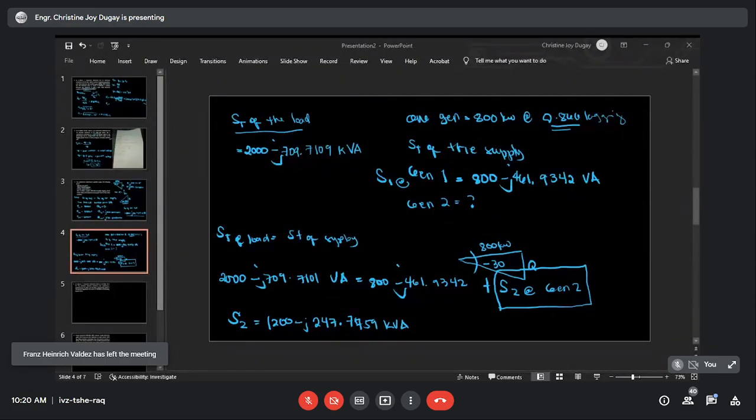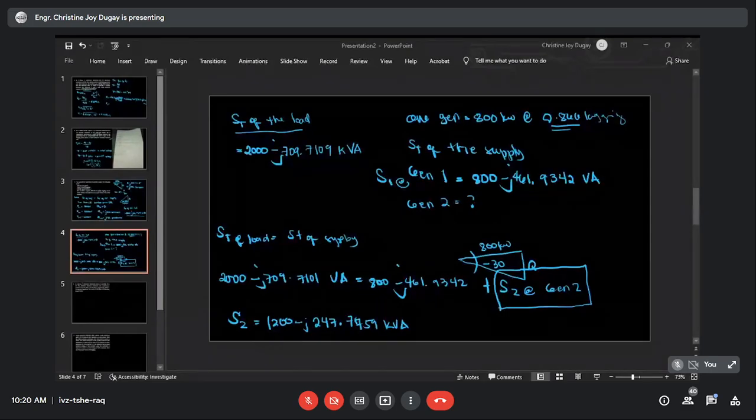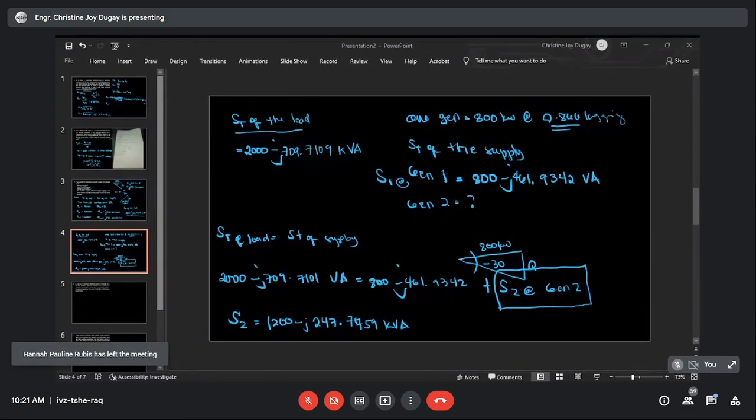How about the others? Did you get the value of our power factor? Just take it from the angle of our S, then take the cosine. Take the cosine of the angle of our S2. That is now the power factor being required. That's all there is to it. Mr. Brian Soriano, what is the value of our power factor? Soriano.